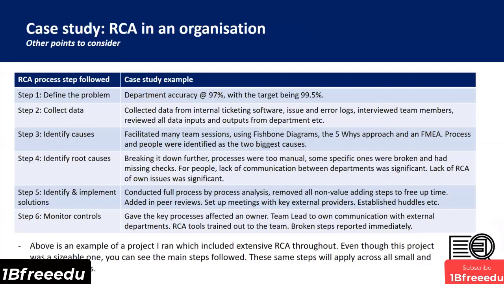So step 1, define the problem. So for me, I had to define that department accuracy was at 97%, but the target for the organization was actually 99.5%. So in terms of the volume of work, they were well behind.